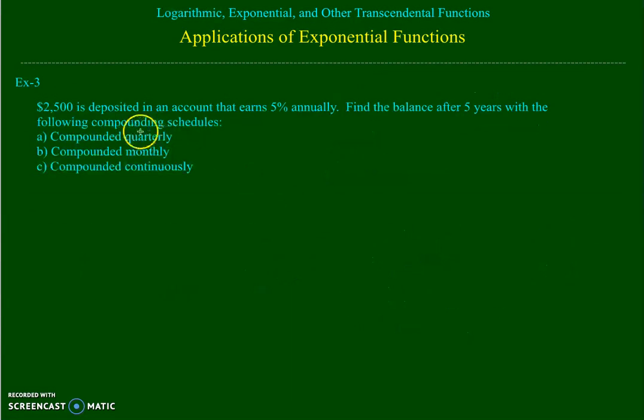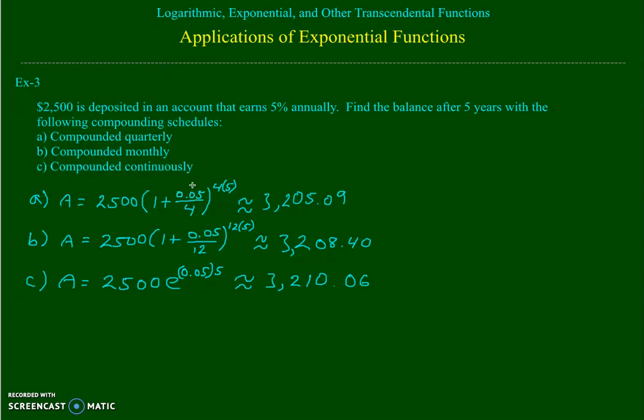In this problem, it's a compound interest problem. We have $2,500 deposited in an account that earns 5% annually. We want to find the balance after 5 years with the following compounding schedules. We want to compound quarterly, then monthly, then continuously. So let's take a look at what that would look like. This is a fairly straightforward application. All we have to do is substitute into our base formula.